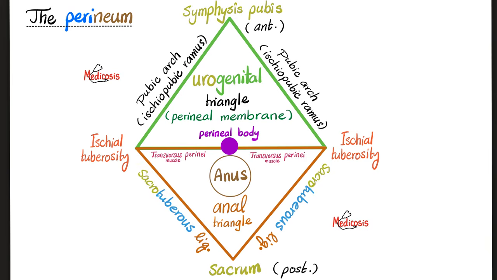This is the symphysis pubis, this is the sacrum or coccyx, ischial tuberosity. This is the pubic arch made by the two ischiopubic rami on the right and on the left. But behind we have the two sacrotuberous ligaments from the sacrum to the ischial tuberosity. The perineal body is right smack in the middle. You have transverse perineal muscles. We have superficial ones and deep ones. Behind the perineal body is the anus. In front of the perineal body, we have the perineal membrane flooring this urogenital triangle.